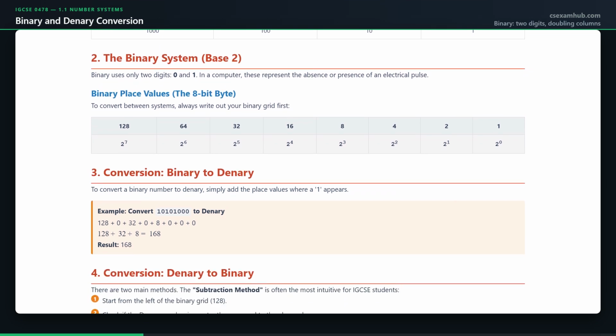So here is binary. Base 2, which by our rule means exactly 2 digit symbols, 0 and 1, and the columns double as we move left instead of multiplying by 10. Now this is where I want you to be careful because there is a trap. In Denary, a digit can be anything from 0 to 9, so the digit itself carries information. A 7 in the tens column means 7 tens. In binary, the digit is only ever 0 or 1. That means the digit is not telling you how much, it is only telling you whether that column is switched on or off. Reading binary is therefore just adding up the columns that are switched on.